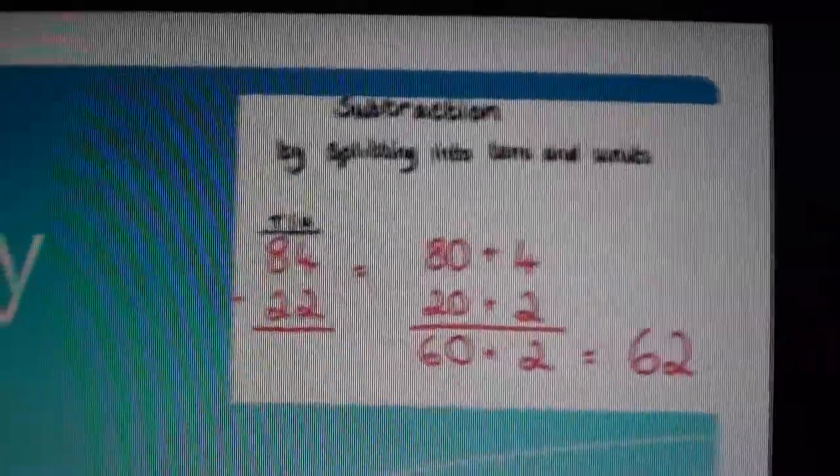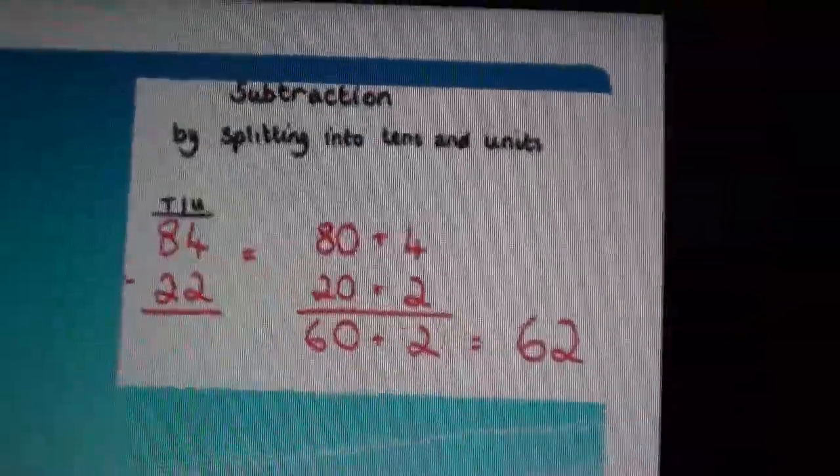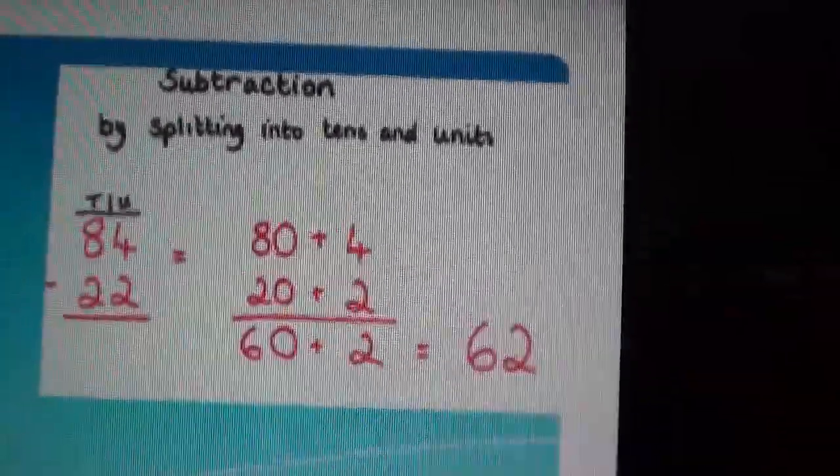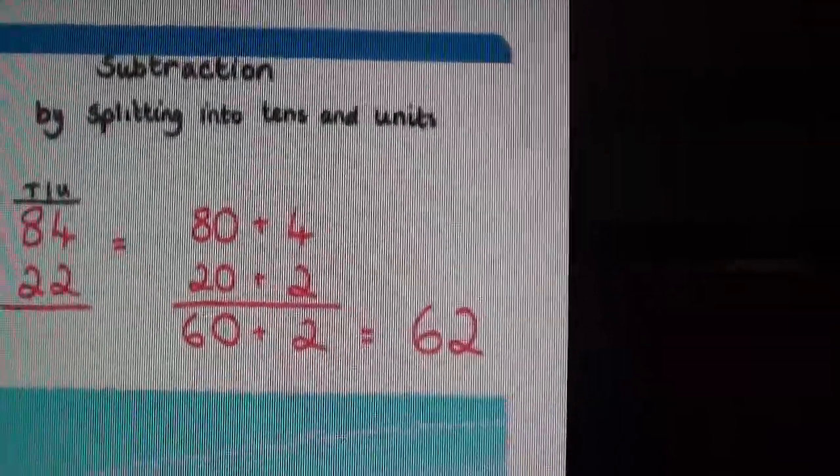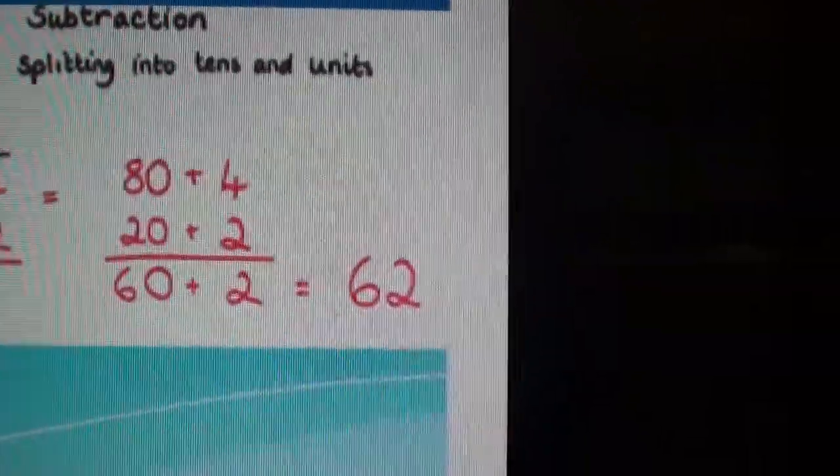In this other example, you will see the split strategy in subtraction, where they took the number 84 and the number 22 and split it to get the answer of 62.